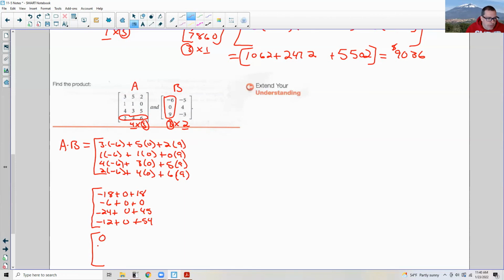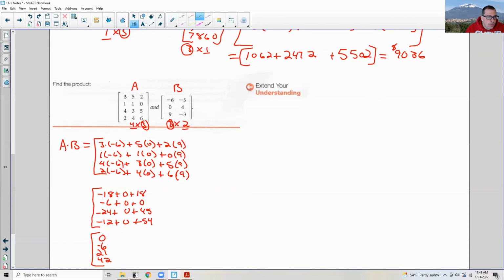-6 plus 0 is -6. -24 plus 45 is 21. And 54 minus 12 is 42. Okay, so we're done the first column: 0, -6, 21, 42. I will change colors now just to make it less confusing. So now let's get rid of these. So now what I'm going to do, I'll use green.